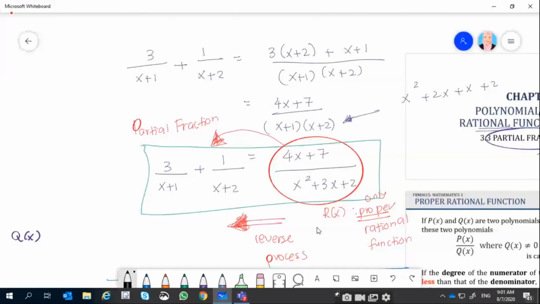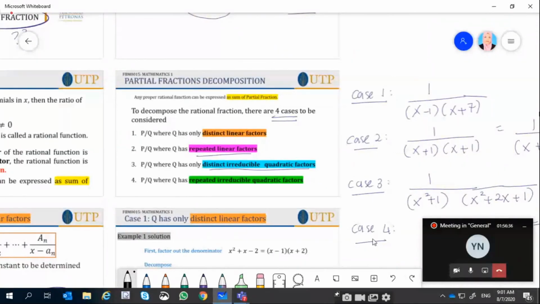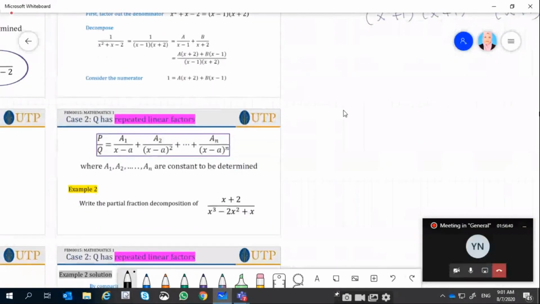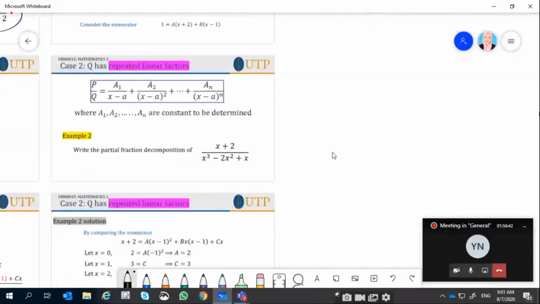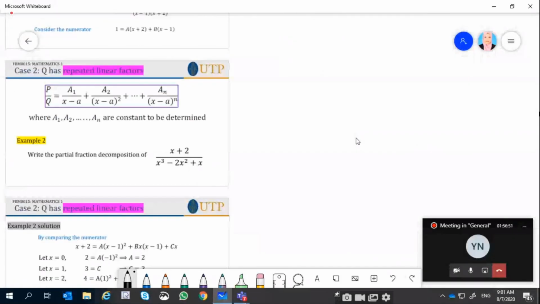Okay, so now I proceed to the second case. The second case is when you have a repeated linear factor. Oh, does that mean the partial fractions will be the same? No, let's see an example. For example, number 2: s plus 2 over s cubed minus 2s squared plus s. Always start by checking whether the function is proper or not. For this case, it is proper.